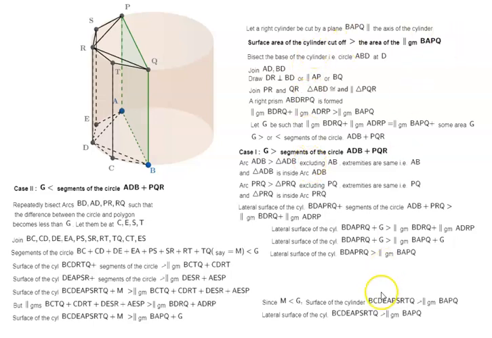So that is proposition number 11 of Works of Archimedes, specifically book 1 of On the Sphere and Cylinder.